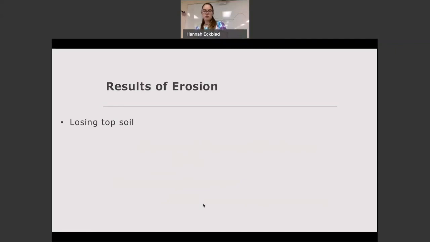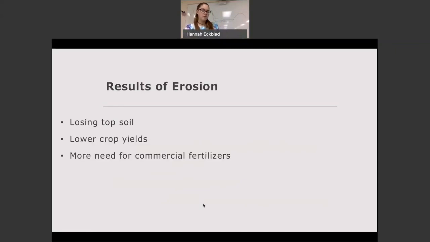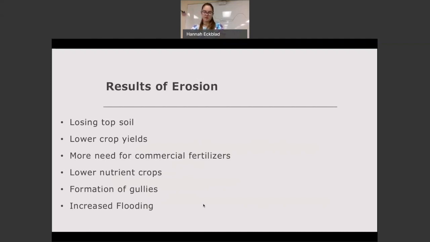So some results of erosion: losing topsoil, lowering crop yields, more commercial fertilizers. Because we have a lot less fertile land, we're putting on more fertilizers. Nutrient-poor crops, formation of gullies. Gullies are when water will come through and wash away a specific area, and they stink. And lastly, increased flooding.